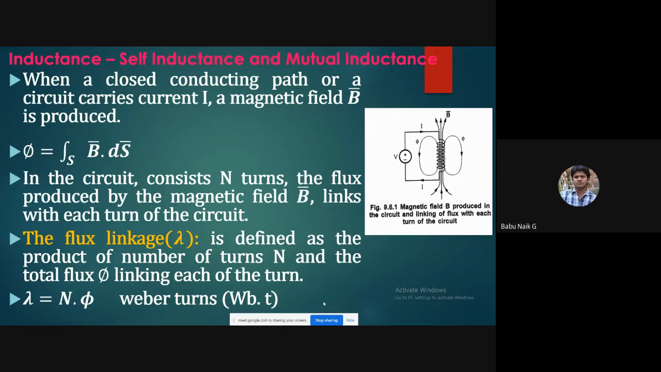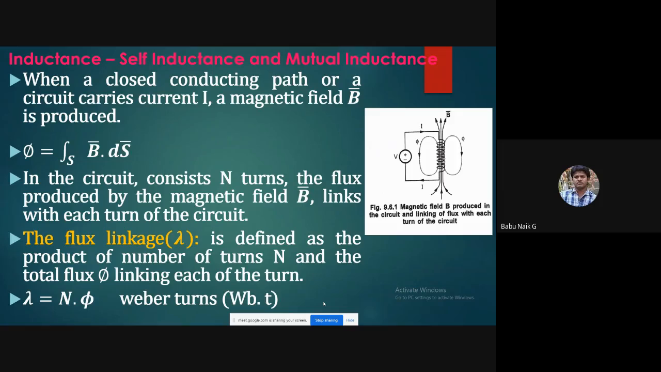When you consider two such coils and place them very close to each other, there will exist a mutual inductance between the two coils.